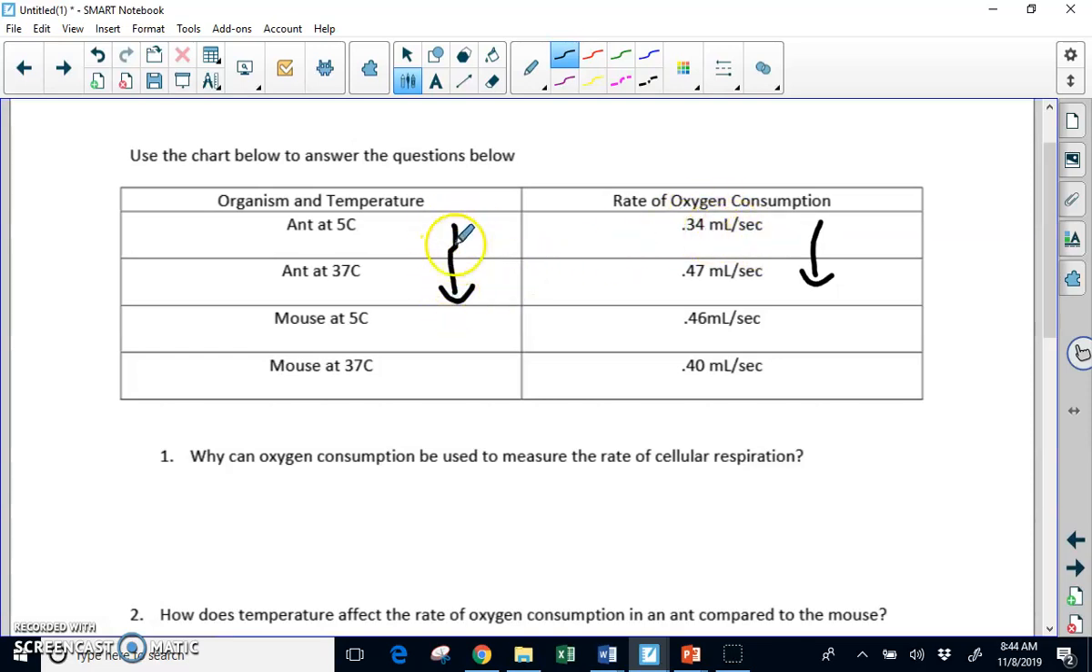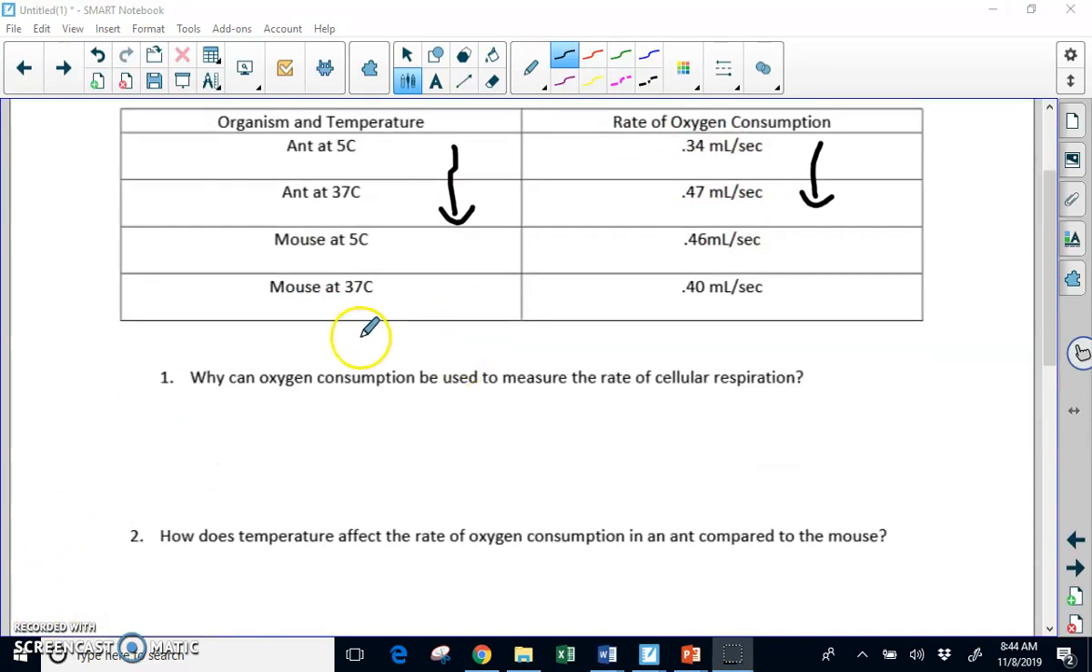However, when you increase the temperature, those molecules begin moving faster. As a result, they can combine faster, the electrons can move faster, the electrons get to oxygen faster, and the rate of respiration or oxygen consumption increases. For the mouse, which is an endotherm, we see the reverse. At cold temperatures, so at 5 degrees, the mouse is actually performing respiration faster, and at warmer temperatures, it slows its rate of respiration.